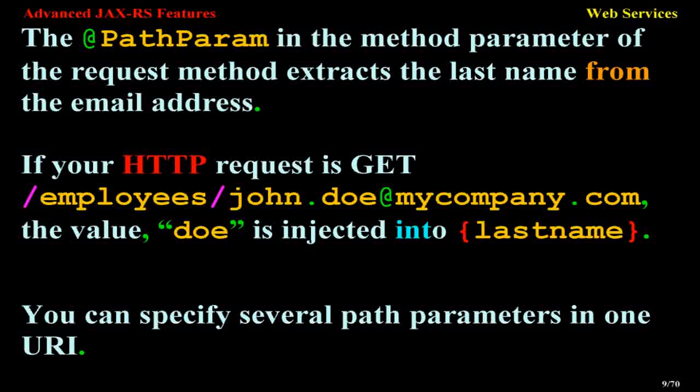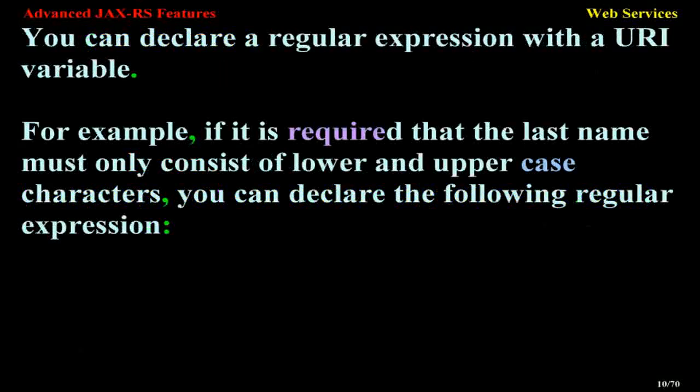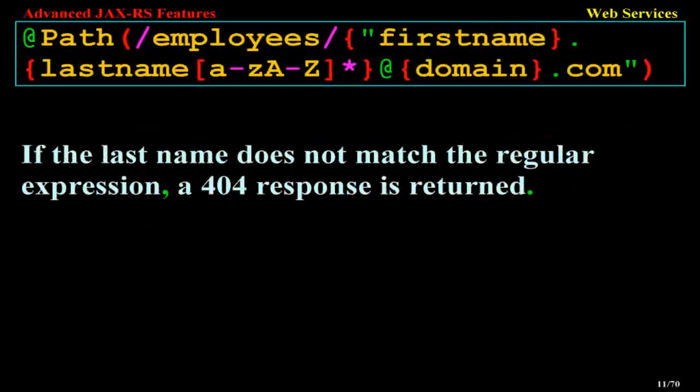You can specify several path parameters in one URI. You can declare a regular expression with a URI variable. For example, if it is required that the last name must only consist of lower and uppercase characters, you can declare the following regular expression. @Path("/employees/{firstname}.{lastname: [a-zA-Z]*}@{domain}.com"). If the last name does not match the regular expression, a 404 response is returned.